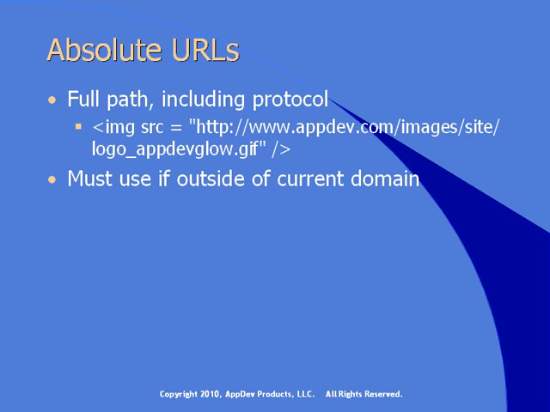Now you have to use an absolute URL if, like the appdev logo, the resource is located outside of the domain of the current website. So again, if we're including this logo on our default.aspx page on some other domain, then we have to use the absolute URL form. And you also must include the protocol, because if we try to do just www.appdev.com, then it's going to try and look for a subdirectory called www.appdev.com on the current site. Won't find it, you get a 404 error.